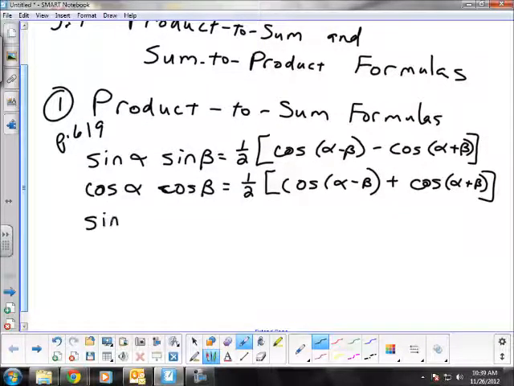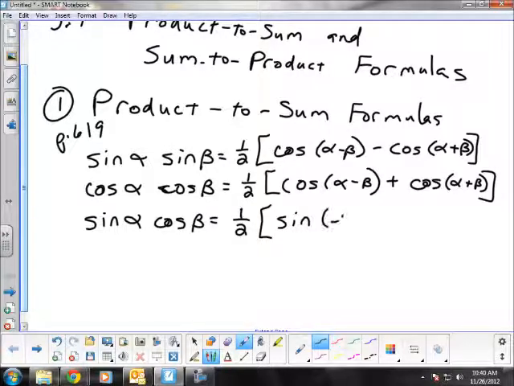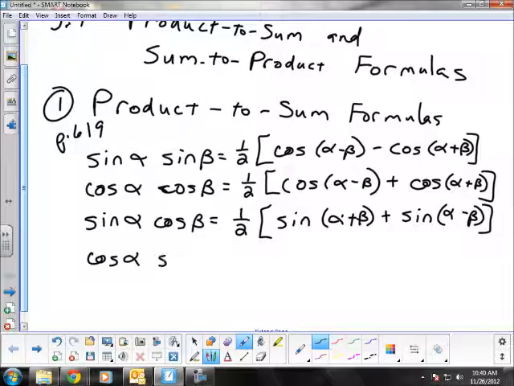Now, if we have the sine of the first angle times the cosine of the second angle, when I use the sine and cosine together, that uses the sum and difference of the sine formulas. And if I have the cosine of the first angle times the sine of the second angle, it's the exact same, except again, where I added the two sines together, now I'm going to subtract them.